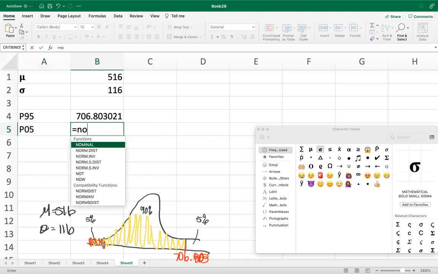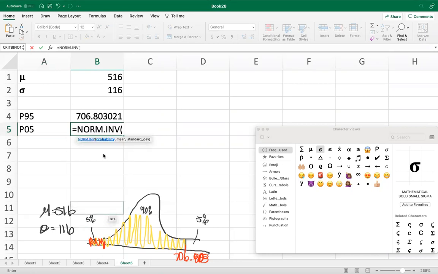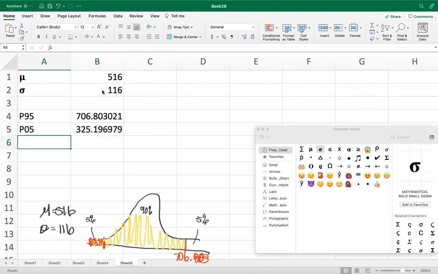And here, normal distribution. So is it normal distribution or normal inverse? Do we need an area? Do we have an area? We have the area of 5%, so we're going to use inverse. Probability is 0.05. Remember that represents our 5%. Then the mean was given, comma, standard deviation. And there we go. So the bottom 5% would have gotten a 325.1969, so 197. So those are the two scores.